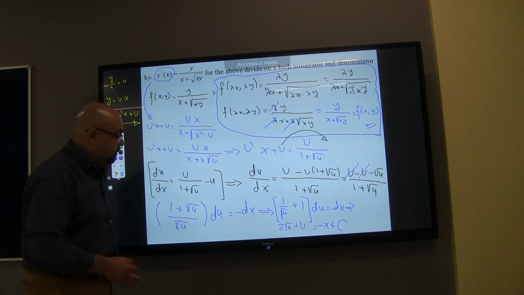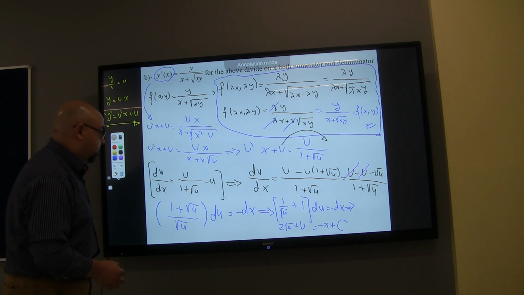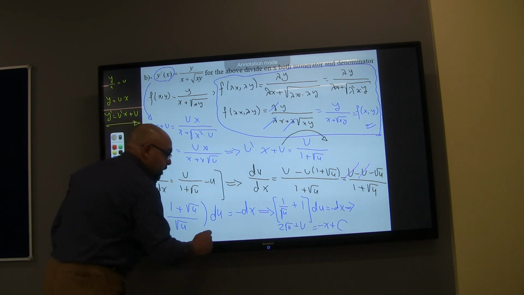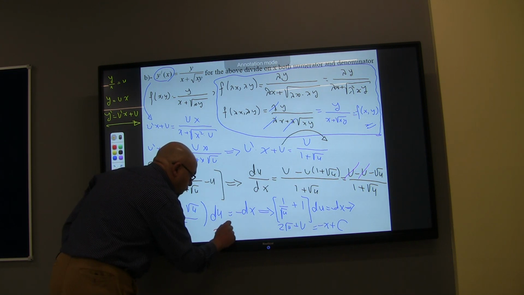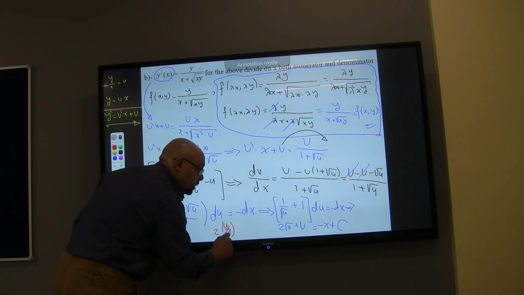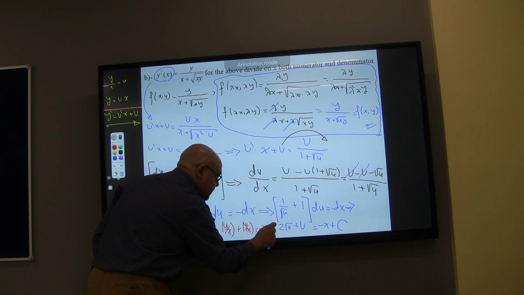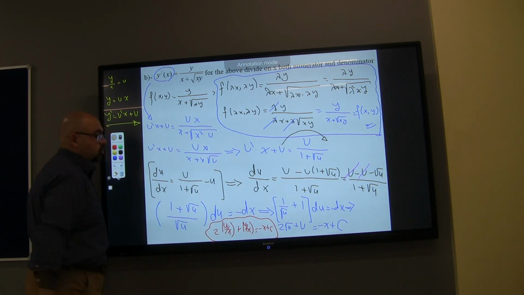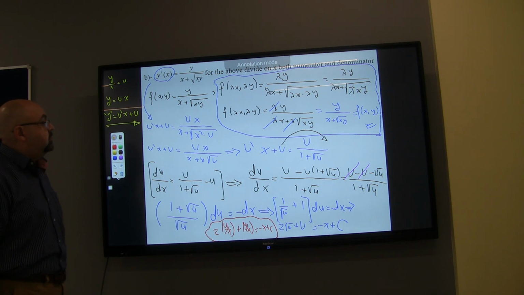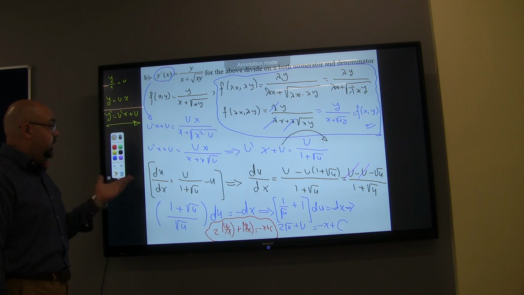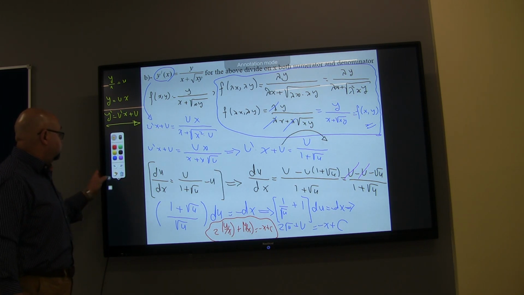I can resubstitute y over x instead of u. So your problem will be 2 root y over x plus y over x equal to negative x plus c, and here is the general solution of this problem. See, the steps are the same. I will also show you another type of substitution that can work easily with such problems.